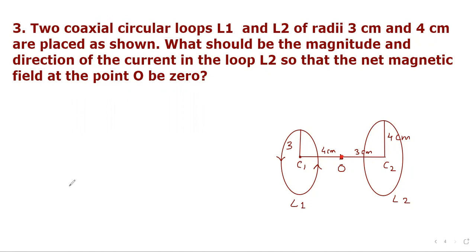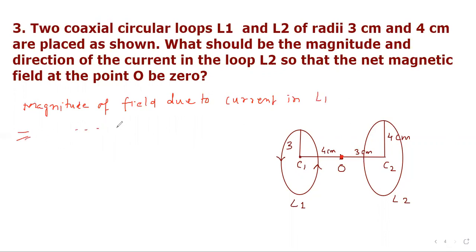So we can say that the magnitude of field due to current in L1 must be equal to the magnitude of field due to current in L2. Suppose the current in L1 is in this direction, so the direction in L2 will be just opposite. So it will be like this. Suppose the current is I2. So we have to find out the value of I2. So let's write the formula.